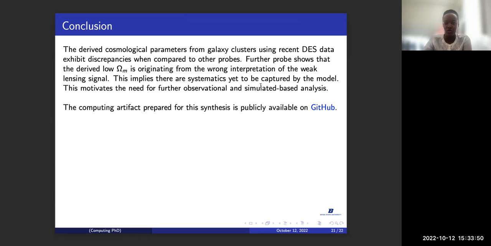So what I've been doing will be going under the computing artifact, which is on the GitHub repo. Let me share.